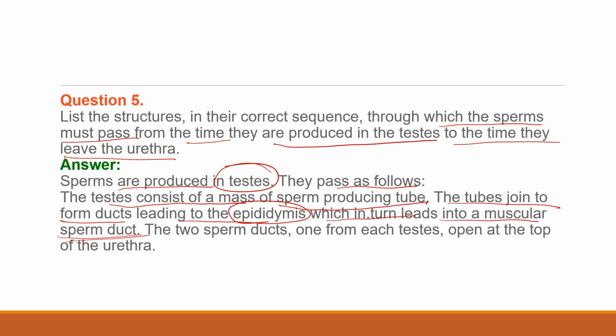So the testes lead to ducts which lead to the epididymis. The tubes join together forming ducts leading to the epididymis, which in turn leads to the muscular sperm duct. And the 2 sperm ducts, one from each of the testes, open at the top of the urethra. So this is the correct sequence from the testes to the urethra. Is it clear to all of you?